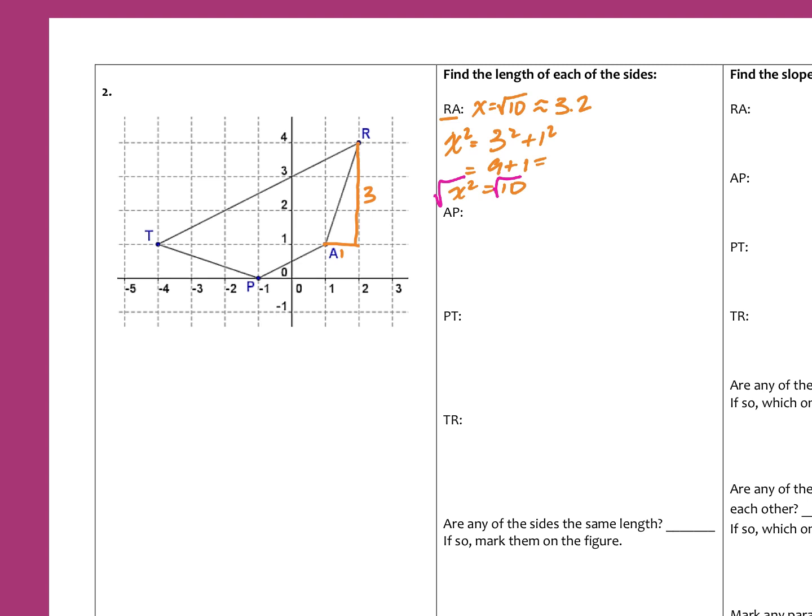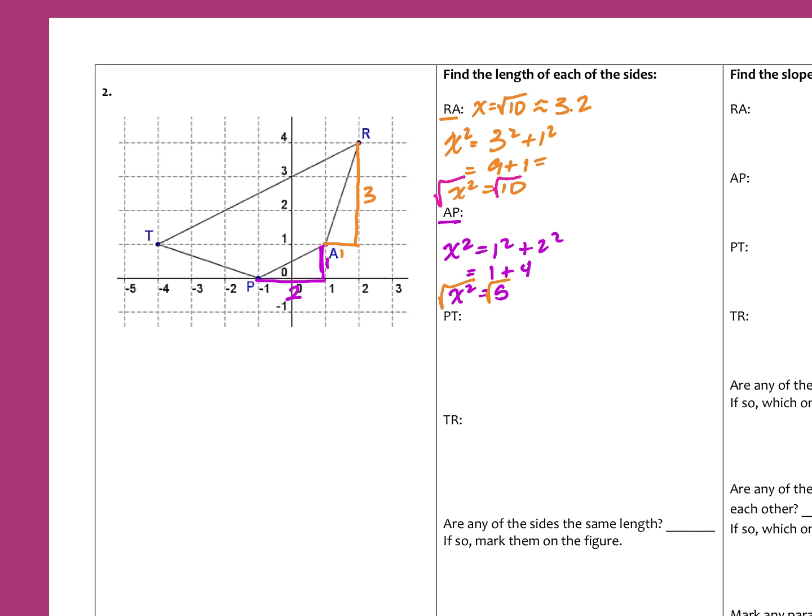So line numbered, I'm going to change this so it doesn't look all the same. AP, where's AP at? AP is here. How tall is AP? It's really short. 1. How wide is it? 2. So I've got x squared equals 1 squared plus 2 squared. What's 1 squared? 1. What's 2 squared? 4. What's 1 plus 4? 5. What do I do? You square root it. Awesome.